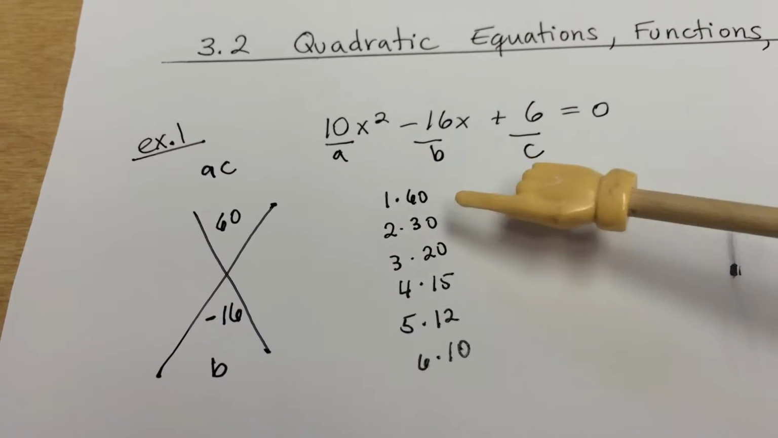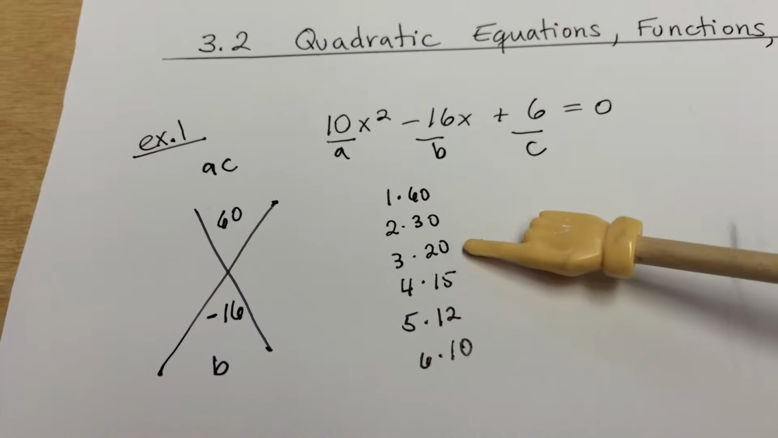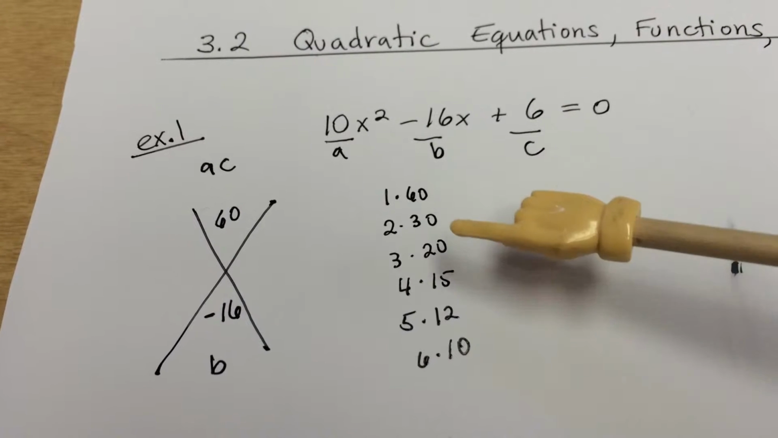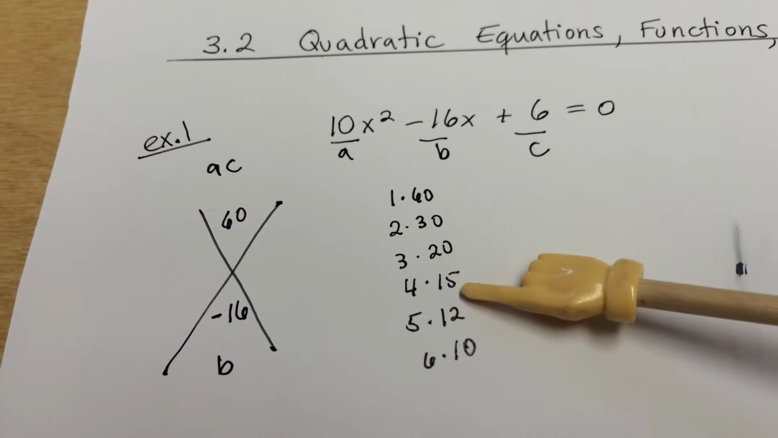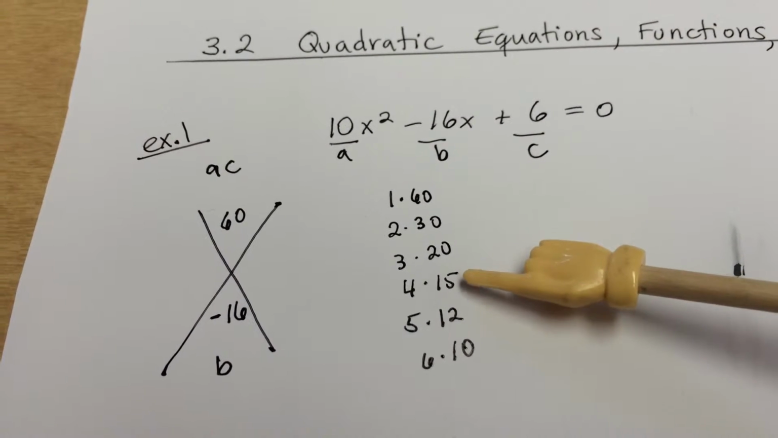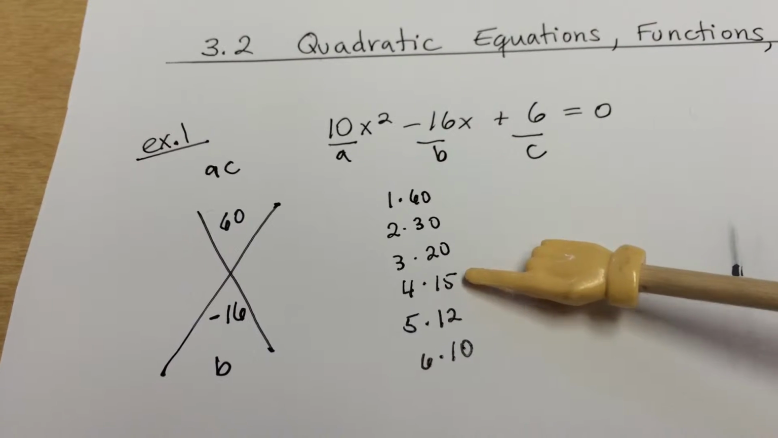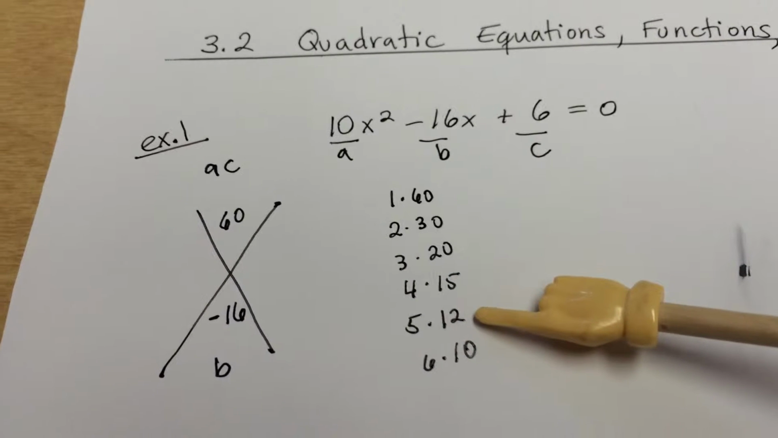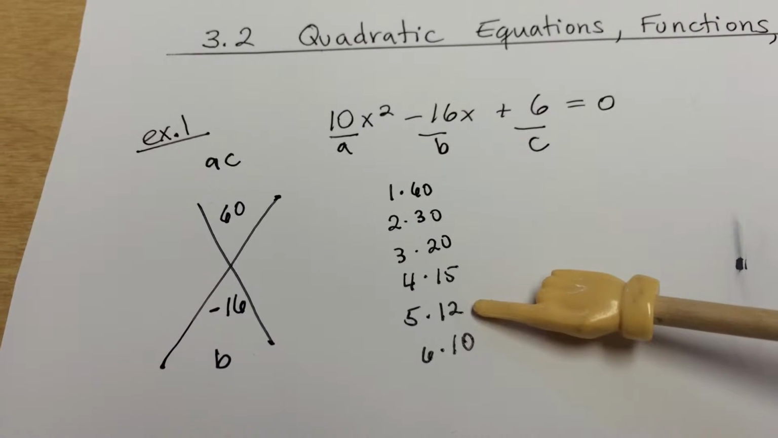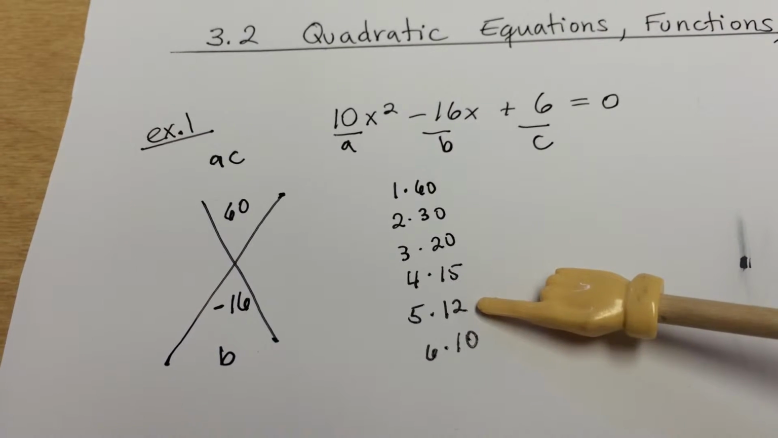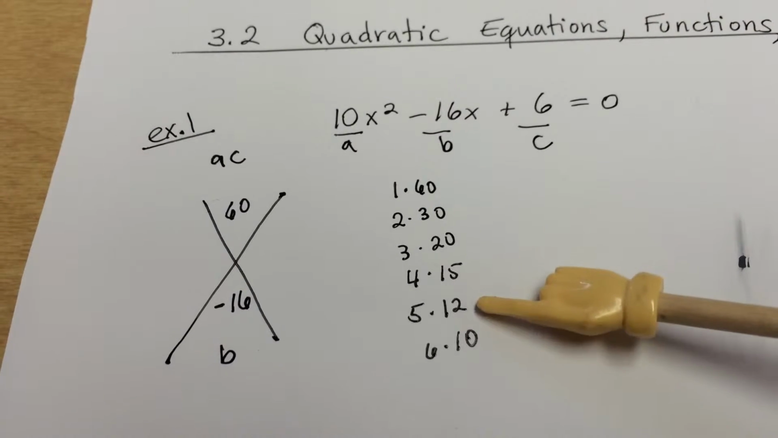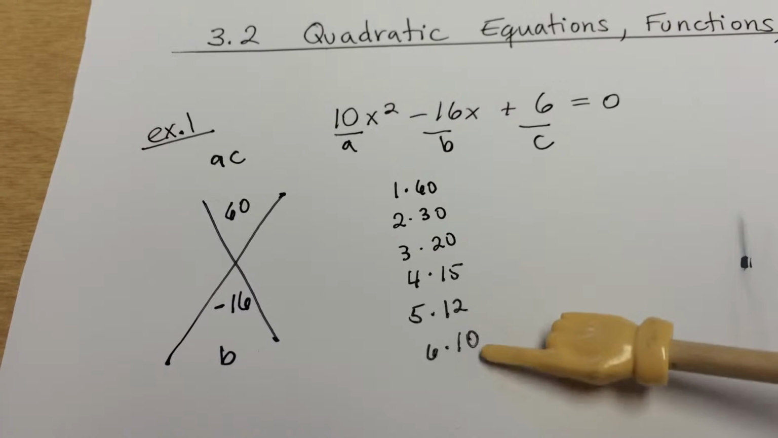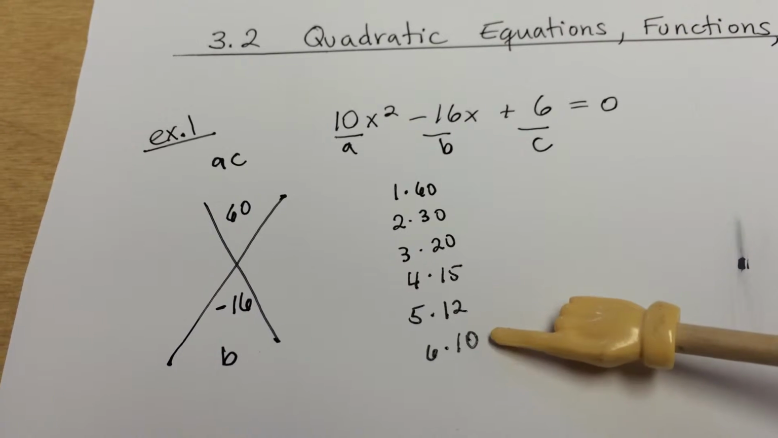So that's not it. 3 and 20, if I add them, becomes 23. If I subtract them, becomes 17. That's not it. 4 and 15 becomes 19 if I add them. If I subtract them, it will be 11. So it's getting closer, but it's not that. Then 5 and 12 will give us 17 and 7. So that's not it. 6 and 10 will give me 16 or 4. And 16 works, so this is the combination we want to use.